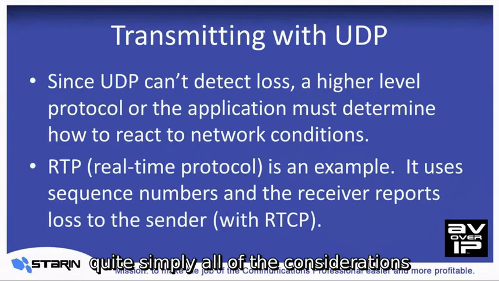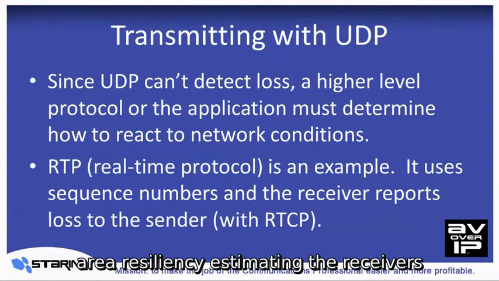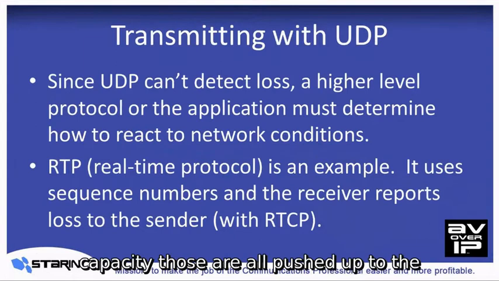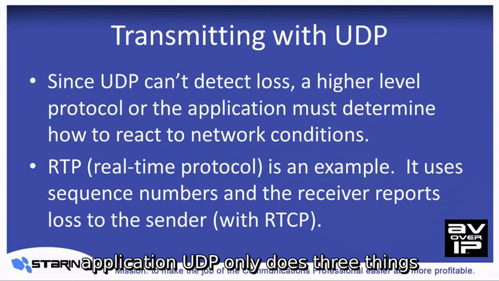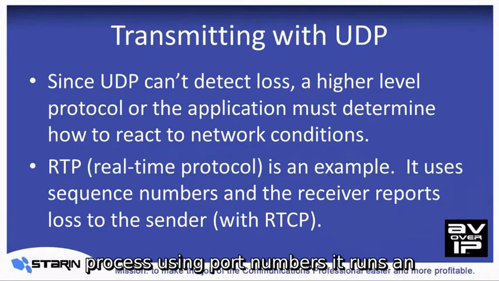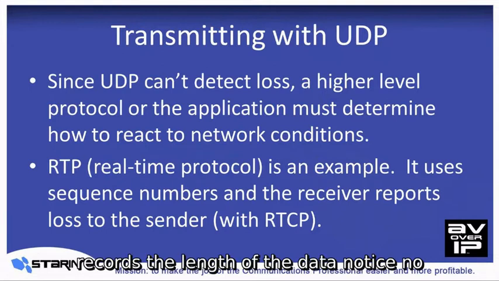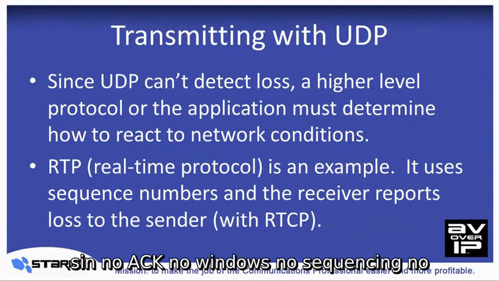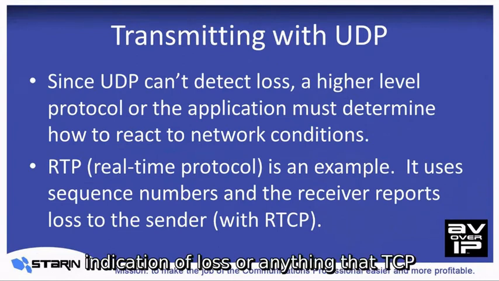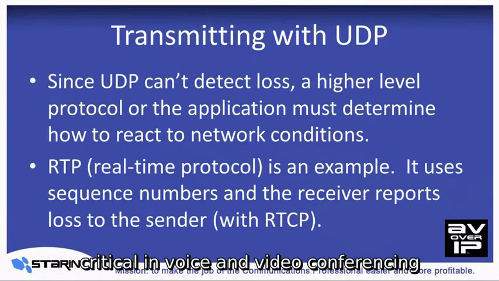Quite simply, all of the considerations we just studied with the rate of flow, error resiliency, estimating the receiver's capacity, those are all pushed up to the application. UDP only does 3 things. UDP identifies the sending and receiving process using port numbers. It runs an error check on the UDP header, and it records the length of the data. Notice, no SYN, no ACK, no windows, no sequencing, no indication of loss, or anything that TCP does. That's why I call it a dumb protocol.